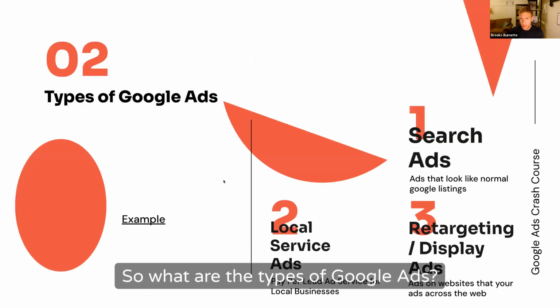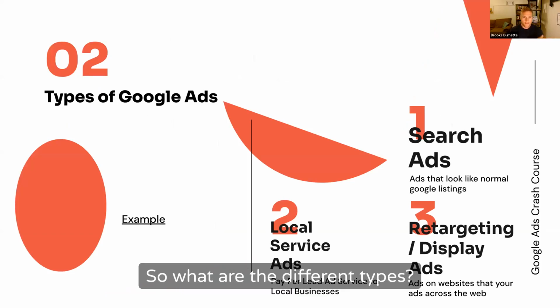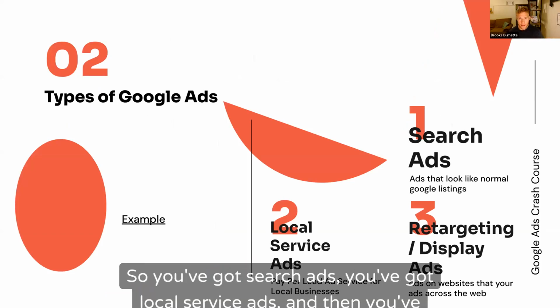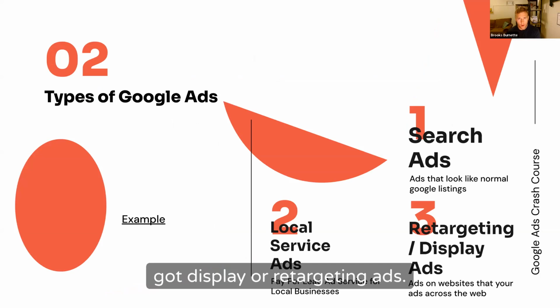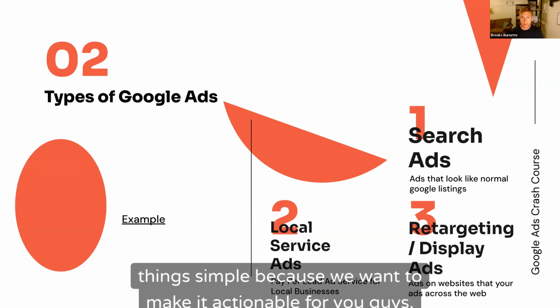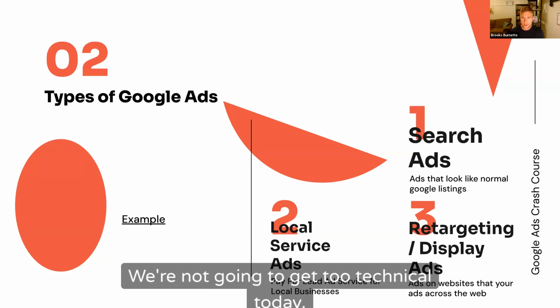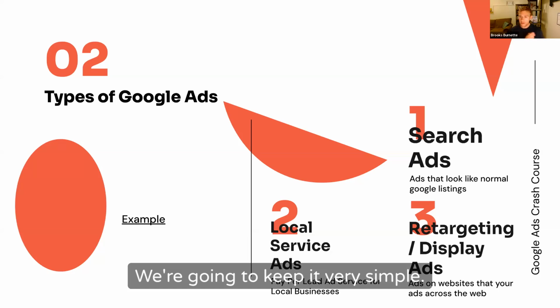So what are the types of Google ads? We've talked a little bit about the setup and all that. So what are the different types? You've got search ads, you've got local service ads, and then you've got display or retargeting ads. There's a few different ones here and there, but we're trying to keep things simple because we want to make it actionable for you guys. I want to make sure that you can actually do this. We're not going to get too technical today. We're going to keep it very simple.